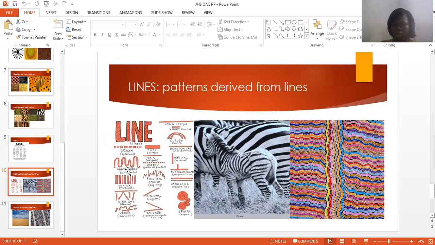So these are some ideas generated from these lines. First you see the variety of lines. Then in nature, you can see lines in the zebra. The zebra is a typical example of an animal that you can get line inspiration from. And this is a design that has been generated from lines. We could say that in this design they used wavy lines to create the whole pattern. And we said that this design is an Aborigine pattern. The Aborigines are from Australia, so this pattern is their native pattern. They generated it from lines.